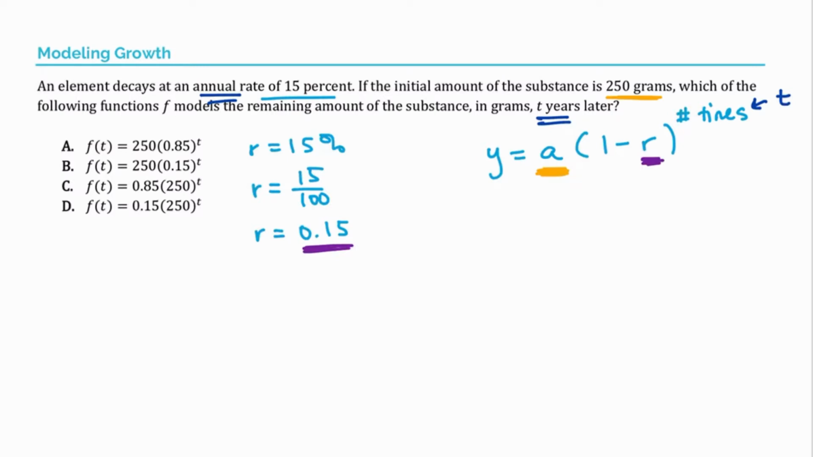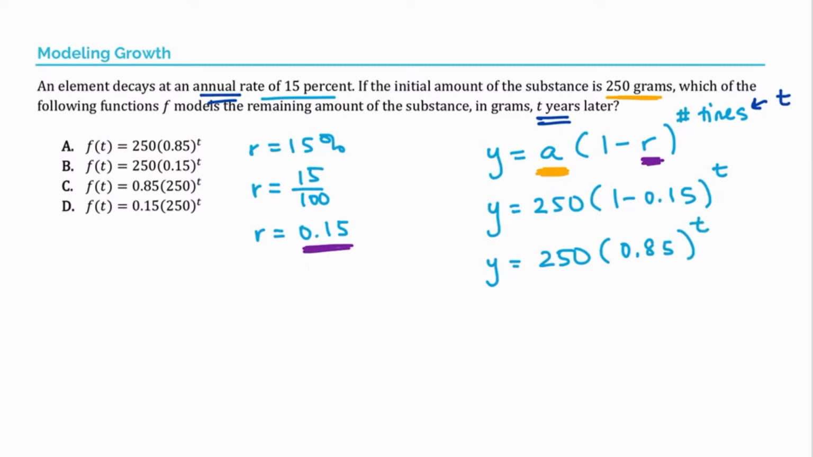Okay, so let's plug in what we have. We have that y equals that value of A, which is 250, times 1 minus r, which was 0.15, all raised to the power of t. Last step to get our equation, 250, 1 minus 0.15 is 0.85 to the power of t. So when we look at our answer choices, which answer choice gives us this equation? And the answer is A.